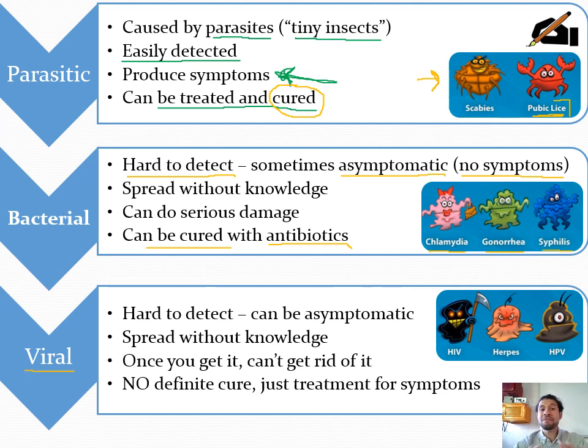Viral infections are going to be the worst of the worst. Okay, from these three types of infections, viral are the worst.